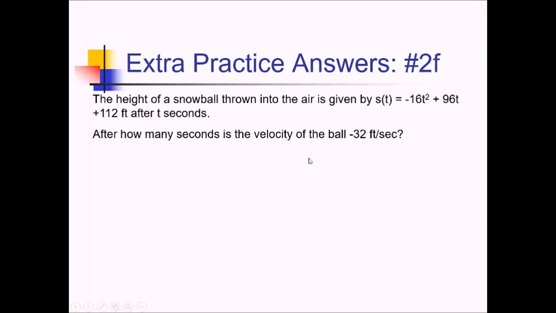For this part of the problem, we want to know after how many seconds is the velocity negative 32 feet per second. So this is more or less the same setup as we did in part E of this problem, only now we're going to set our velocity function equal to negative 32 instead of positive 32. Still the same velocity function though. So if we subtract 96, that's going to be negative 128, and then dividing that by negative 32 comes out to 4 seconds.